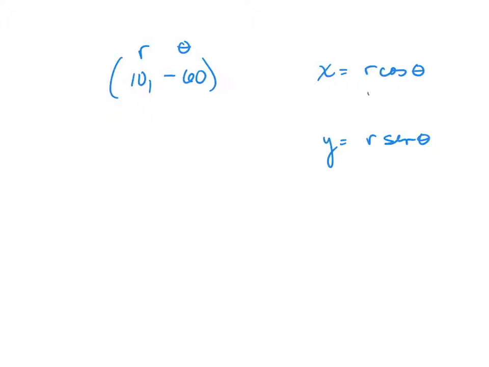So r cosine, you just plug in. This is plug and chug. And then 10 sine of negative 60. And you just put that in your calculator. And you go ahead and tell me what point that is.